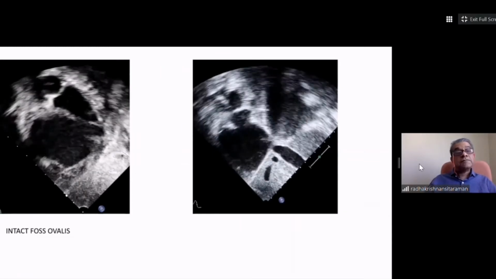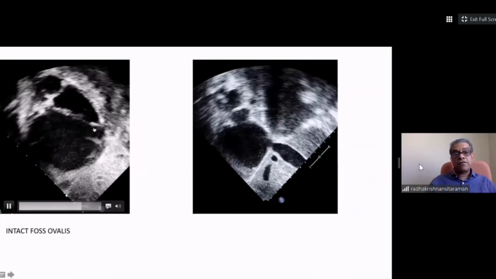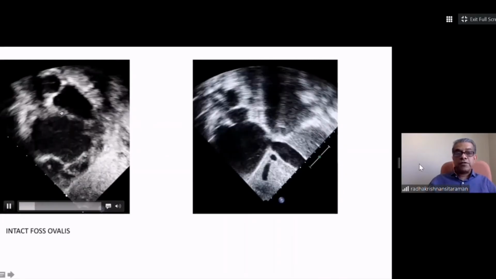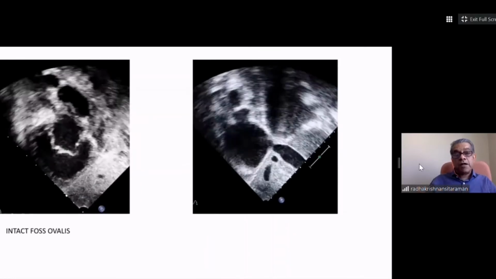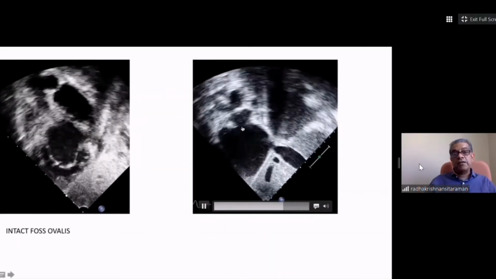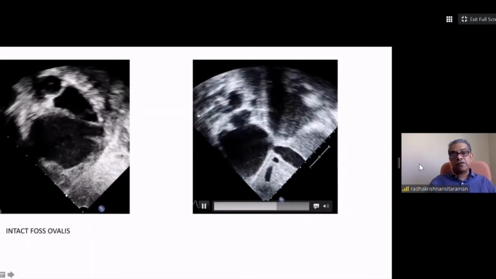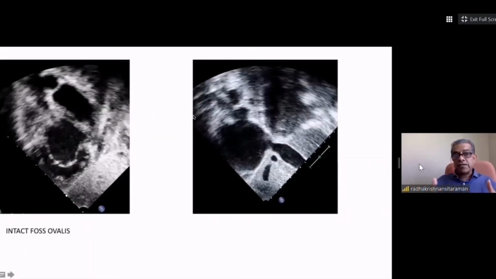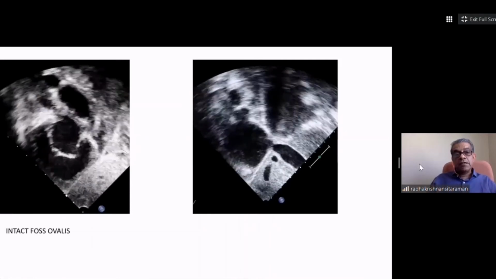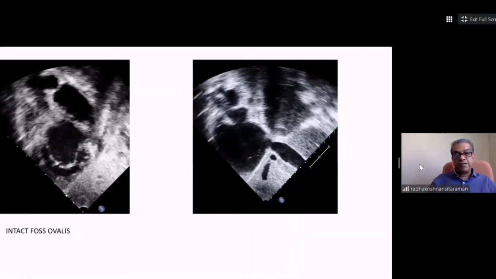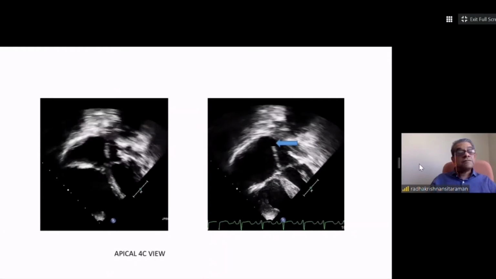Another example, this is the same patient where you see that the fossa ovalis is intact. Intuitively, you would say, oh, look, this is an intact atrial septum. Unless you do a posterior scan, you see this huge defect appears and you see that the IVC is overriding this defect. So that's the importance of a dynamic scan in order not to miss these difficult types of atrial septal defect. This is an apical four-chamber view.